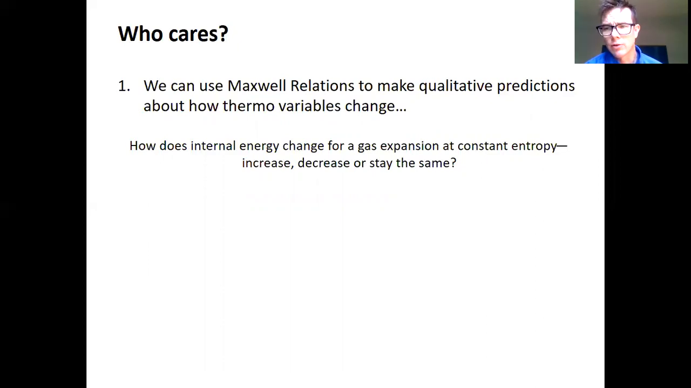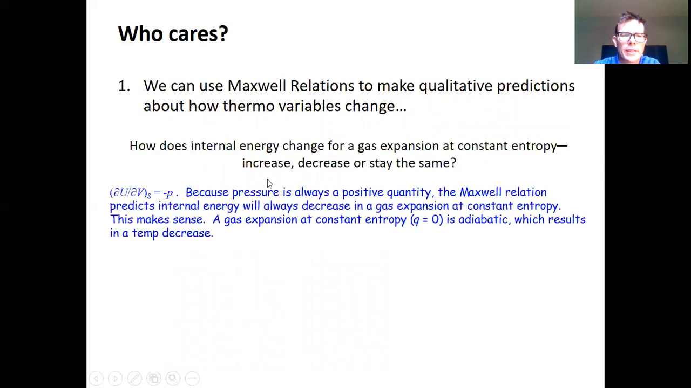So here's a kind of question we might ask. How does the internal energy change for some gas expansion at constant entropy? Does it increase, decrease, or stay the same? Note, this is a really, really general type of question. I've just said any gas expansion. I haven't specified ideal or whatever.